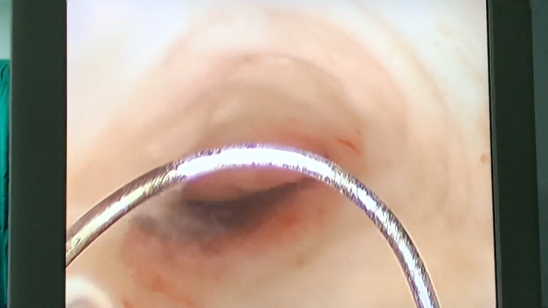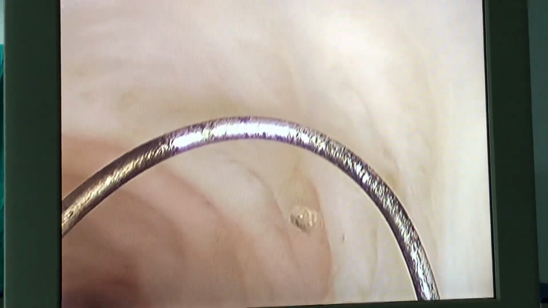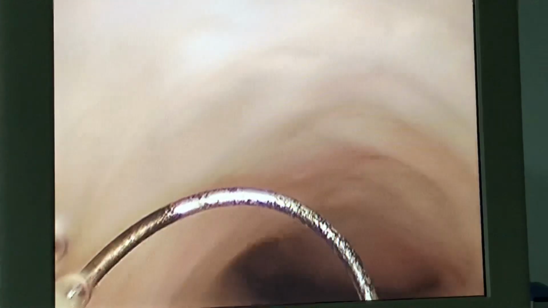Okay, so welcome everybody. This is the cervical canal, and this is the endocervical gland. You can see it here, an internal os there. And this is the whole circumference of the endocervix. All these openings are the endocervical glands. Don't miss the chance to look at this.